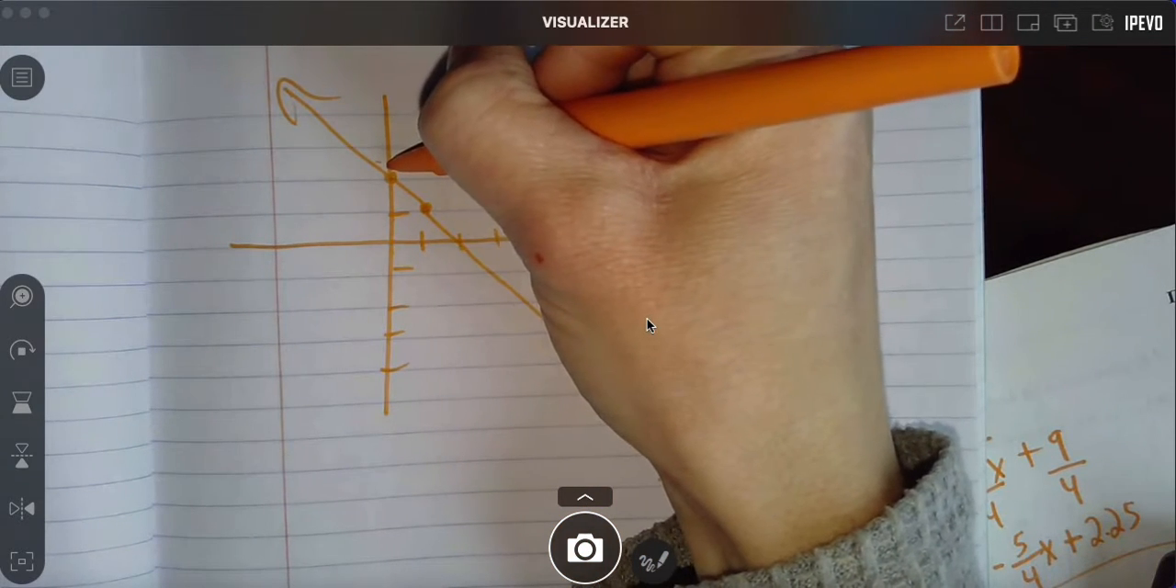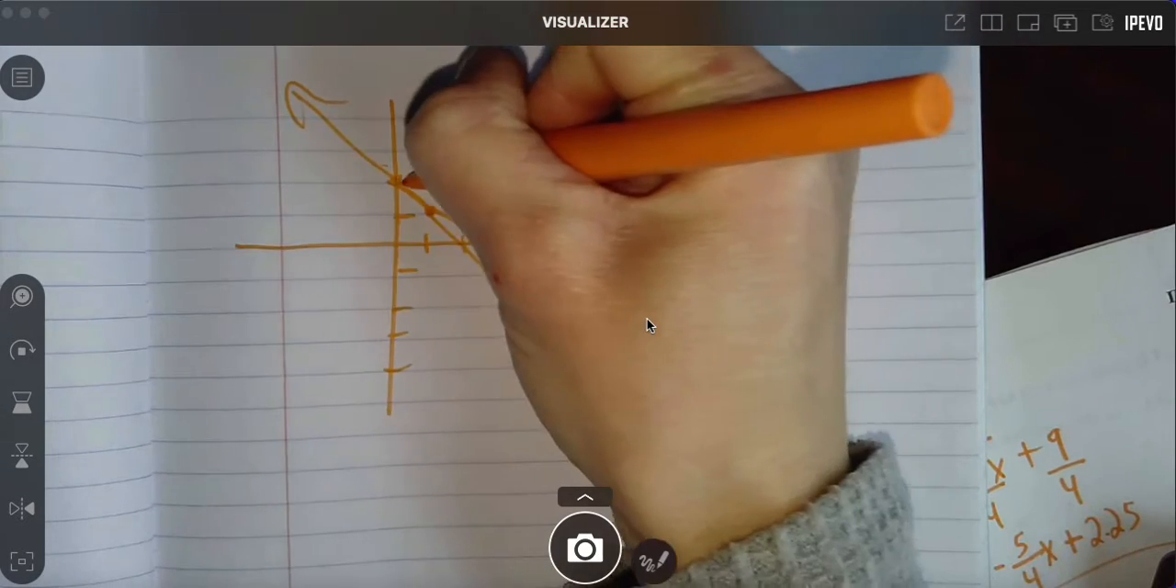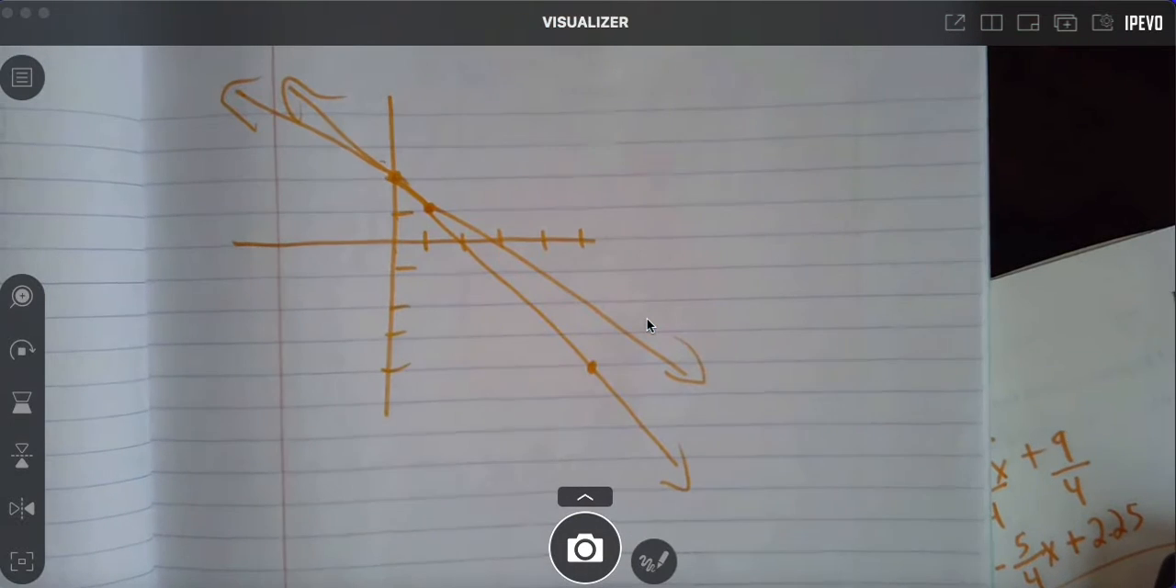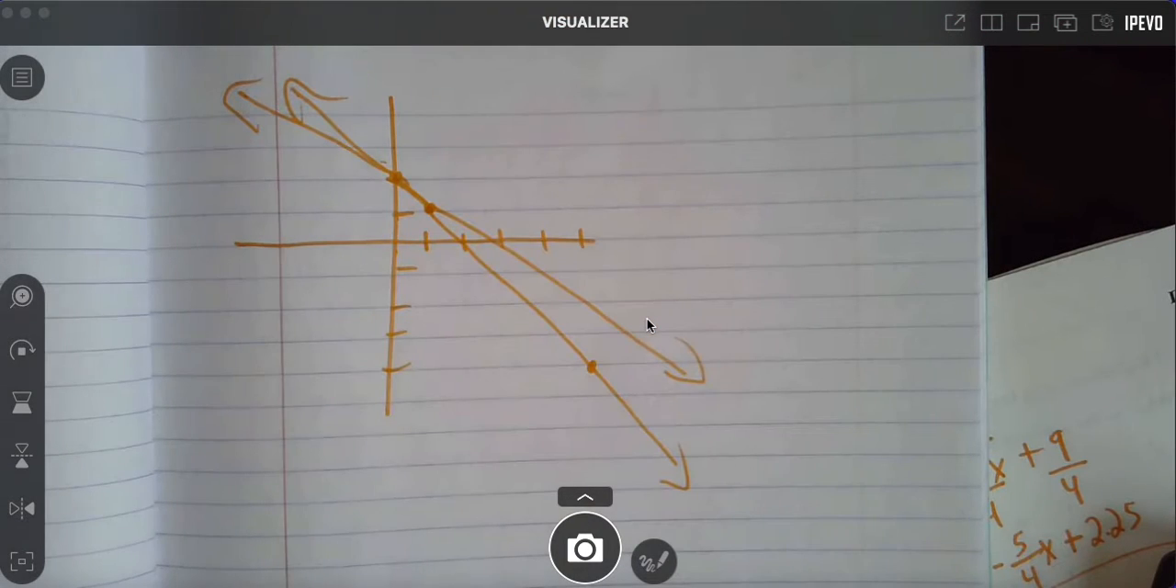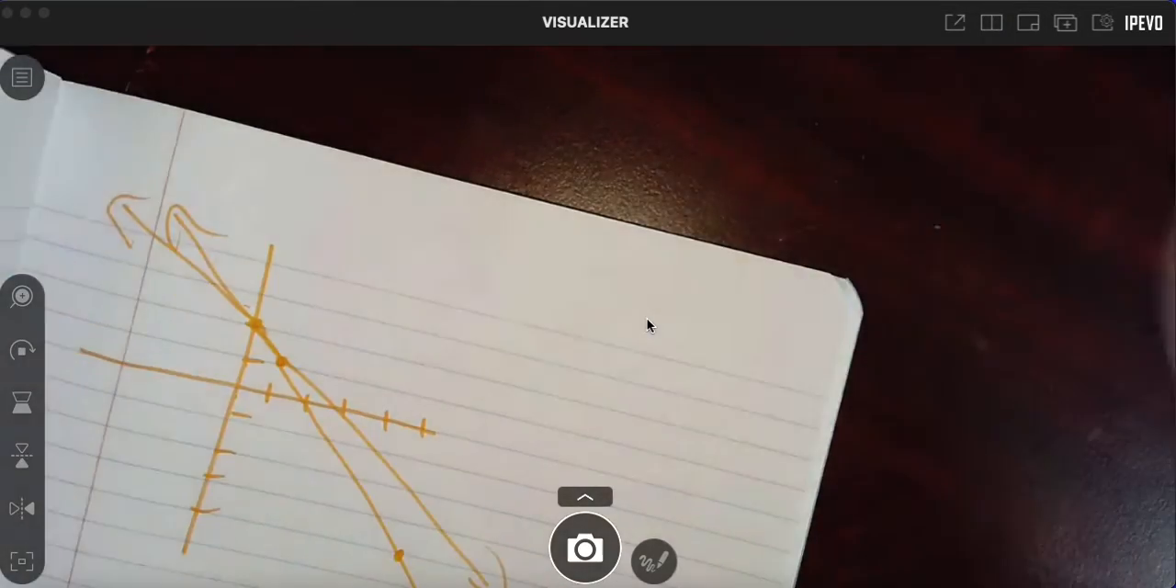Did I do that right? Yeah, it should be kind of like that. Okay? Anyway, that'll give you points if you have trouble graphing. You don't have to do that at all. If that confused you, don't worry about it.